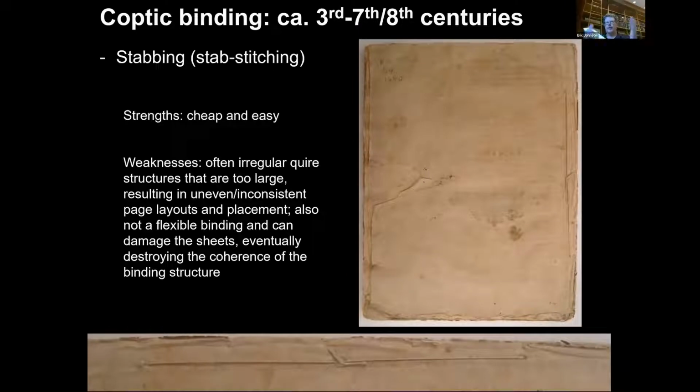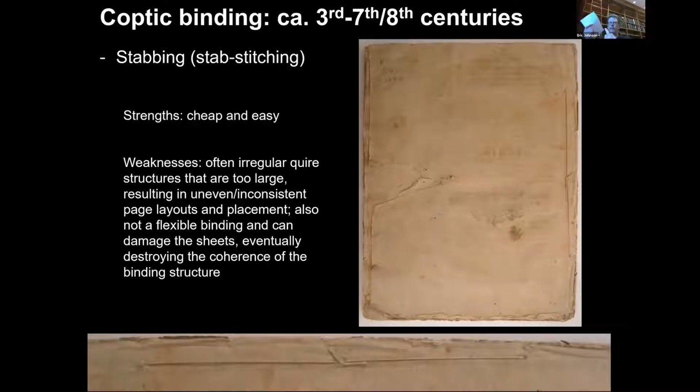So the outer pages are going to wind up having much wider text blocks than inner pages because, as you get further into these very thick quires, the available surface space on each page decreases. So you're going to have often irregular quire structures that are too large. This results in inconsistent page layouts and placement.